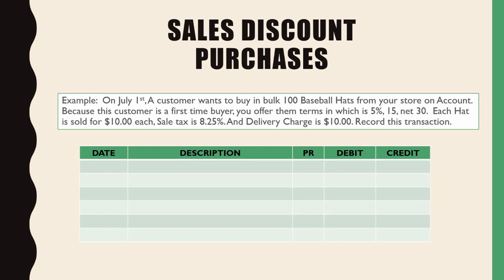Because they're a first-time customer with an account, we decided, you know what, I'll give you a 5% discount if you pay within the discount period. Each baseball hat was sold for $10, and sales tax is 8.25%. We also added a delivery charge, which is $10. So what is my journal going to actually look like? What am I going to be calculating? Well, if it's somebody who's going on account, is that going to be accounts payable? Not payable.